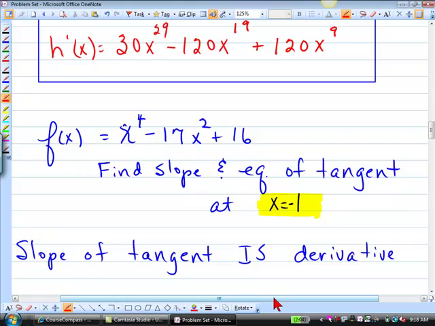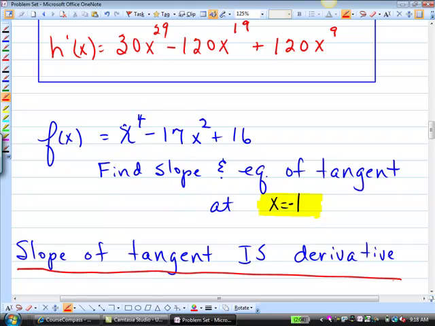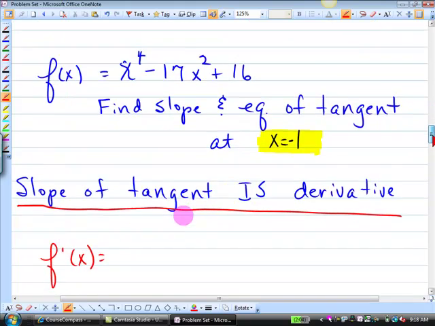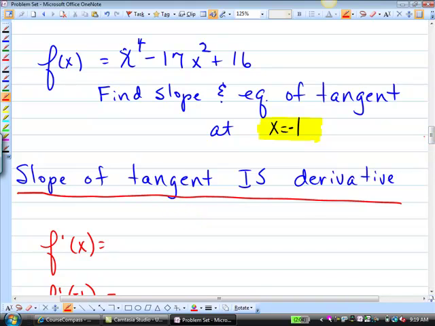All right? So you want to remember that slope is derivative. That's important. Every time it says slope, you need to think, oh, derivative. So what is f prime of x? What is the derivative of that guy up there? 4x cubed minus 34x. Okay? So that's your first step.